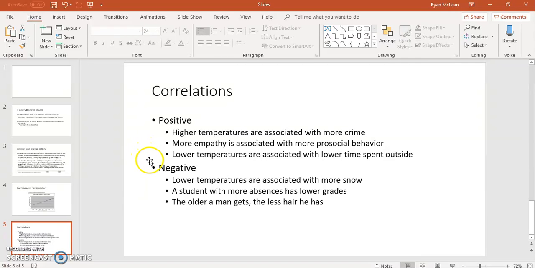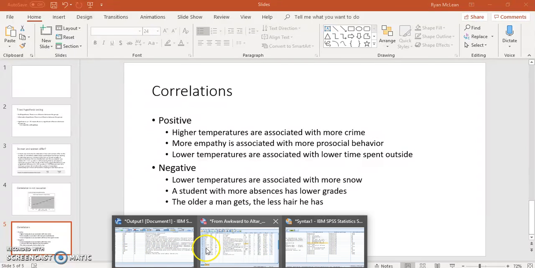In a positive correlation, the two variables rise and fall together. The higher values are associated with higher values and lower values are associated with lower values. So for example, higher temperatures, more crime, more empathy, more prosocial behavior; lower temperatures, less time spent outside. Negative is when high values on one variable are associated with low values on another variable. So you've got low temperatures and more snow, more absences, lower grades. The older a man gets, the less hair he has.